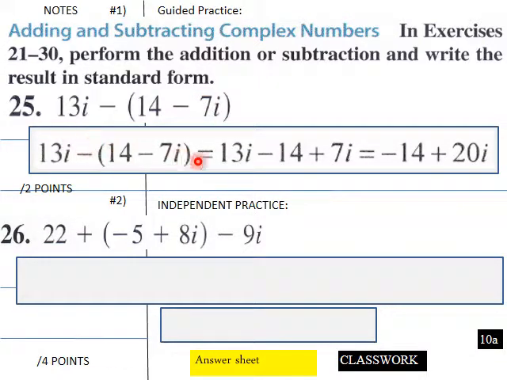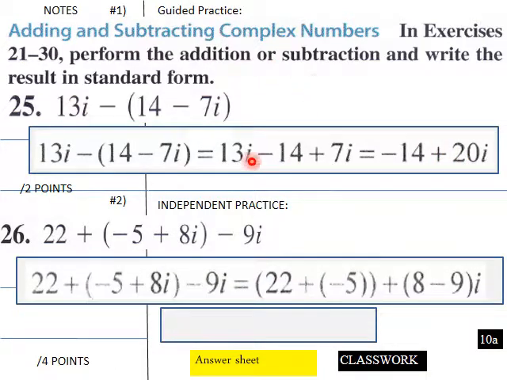Okay, up here we have this was the initial here. And then we're going to take away the parentheses. 13i minus 14 plus 7i. And then we just combine here, and we have a negative 14 plus 20i. Then down here I threw this one in. This is what you should get for your addition, combining your complex numbers down here. 22 plus a negative 5 plus 8 minus 9 times i. That will be 17 minus i.